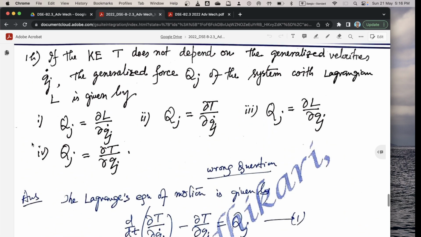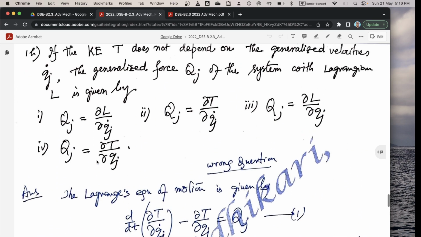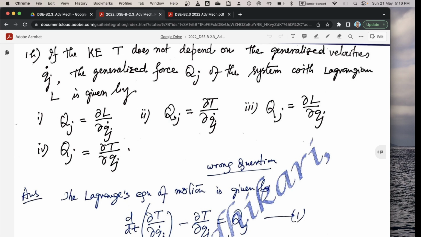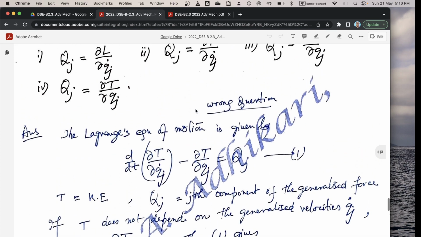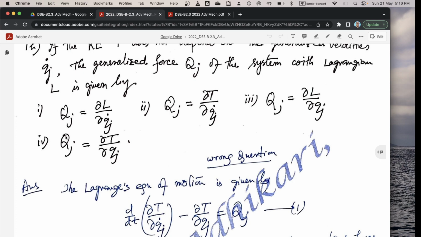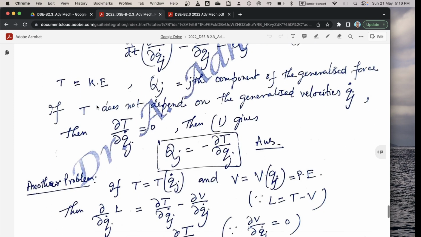But here, the first option is this, the second option is this, with no negative sign, and the third option is this, with no negative sign. Actually option 4 is correct if we put a negative sign before del T by del Qj. The correct option is 4 if we put the negative sign here.